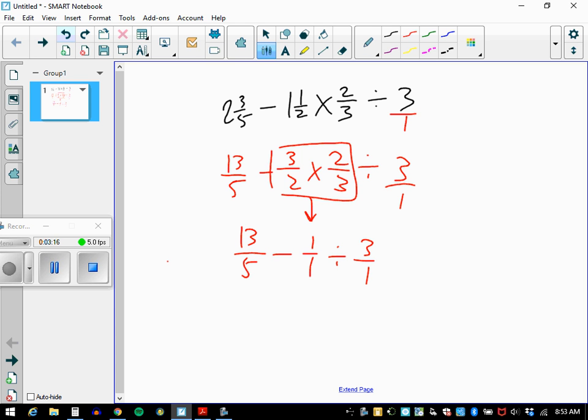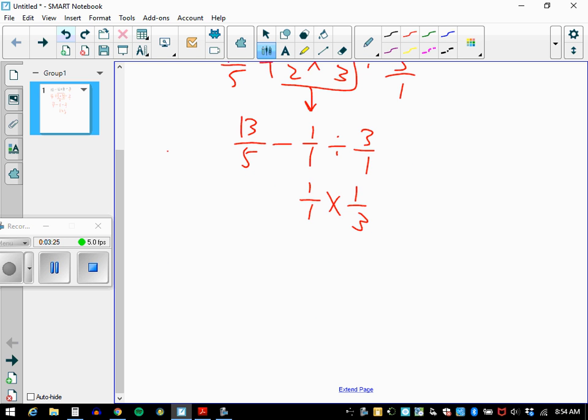multiply by the reciprocal. So we're going to keep this first fraction and change to multiplication by the reciprocal, and the reciprocal of 3 is 1/3. And 1 times 1/3, or anything times 1 times anything is itself, it's 1/3. So we got 1/3 there. And the rest of this comes down. So we have 13/5 take away this 1/3, or something that's less than 1. So 2 3/5 take away 1/3 has to be a positive value.